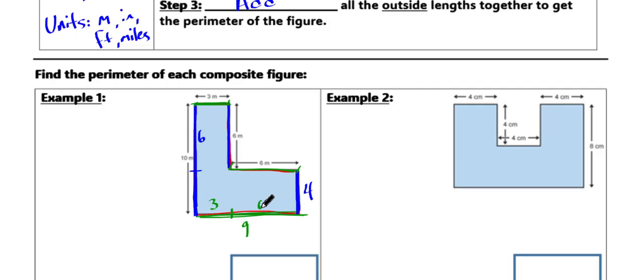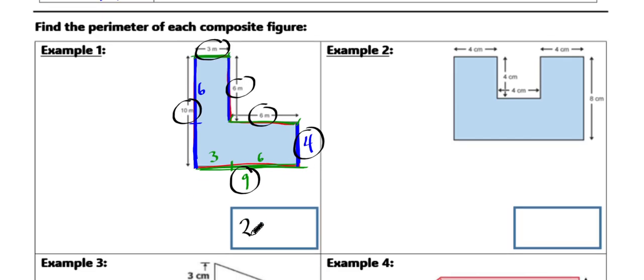Make sure you're not going to add up these, the 3 and 6 combined to make the 9. That 6 is a part of this 10. We're really just going around the outside. 10 plus 3 plus 6 plus 6 plus 4 plus 9 is 36. And we're going to put units on this. We're talking about meters here, so it's 36 meters overall.